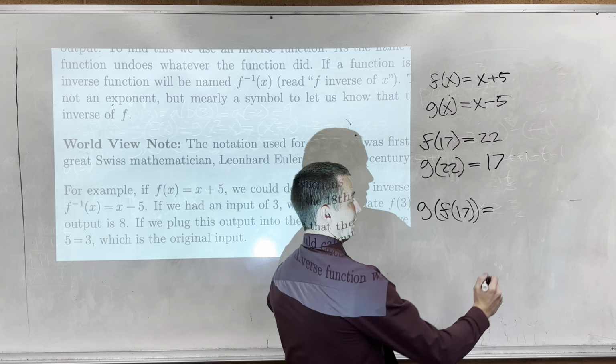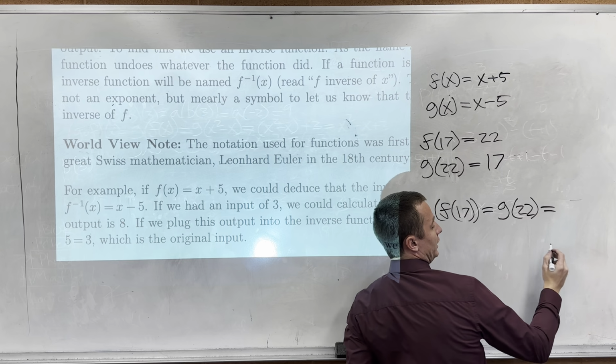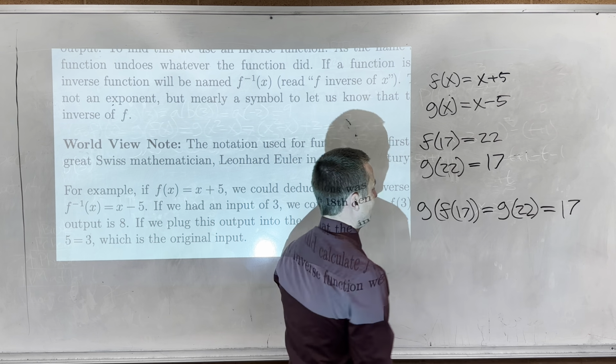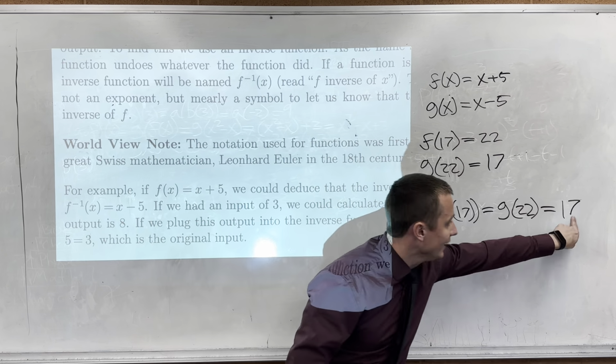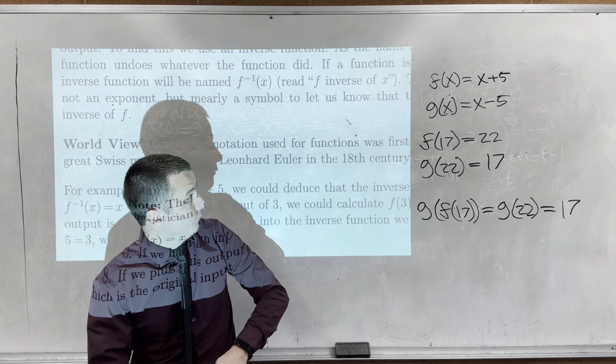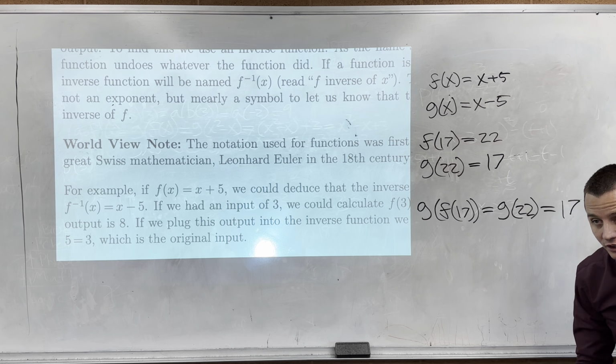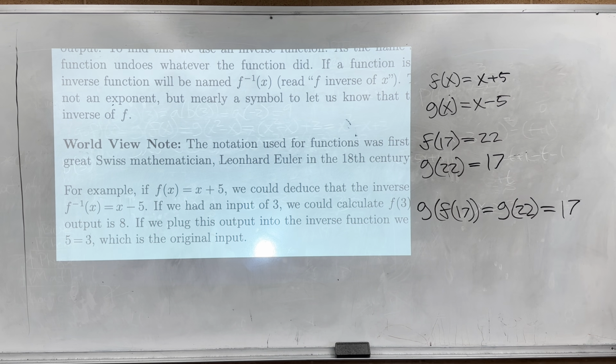F of 17 is 22. So this is G of 22. 7. What's G of 22? 17. So G of F of 17 is 17. So when you take some number, if you run it through its function and its inverse function, it spits out that same number. You get back where you started.